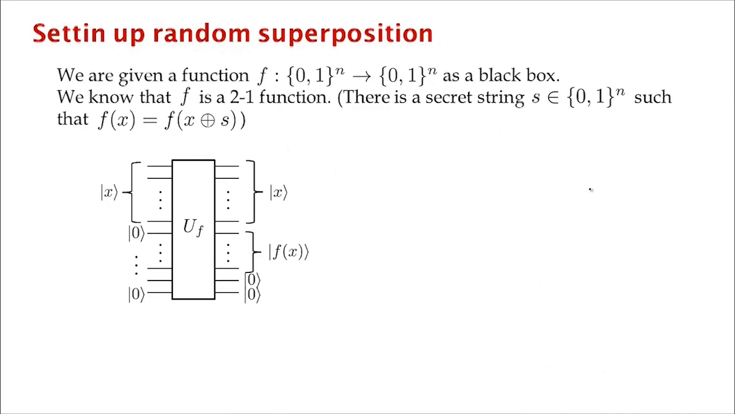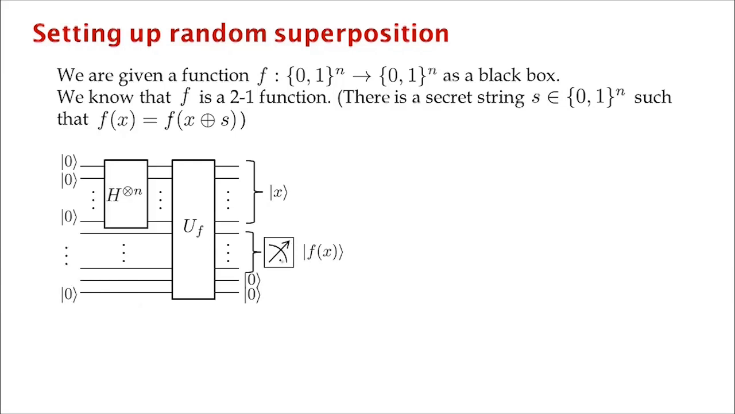So remember, as before, since we are given this function f, we can create a quantum circuit that on input x and zeros outputs x and f of x. So now, how do we proceed?